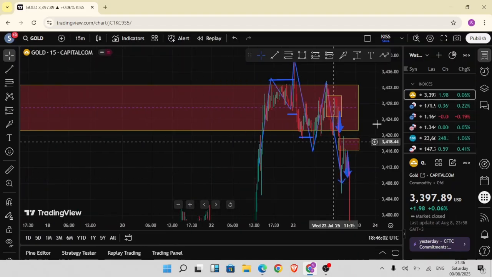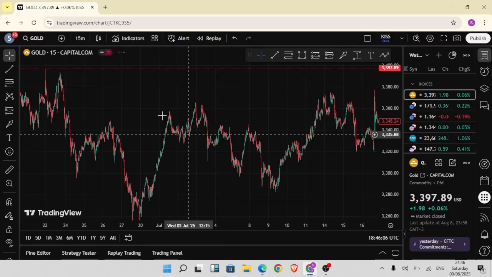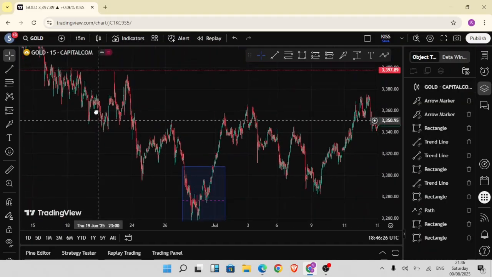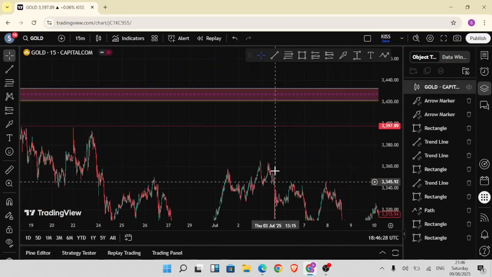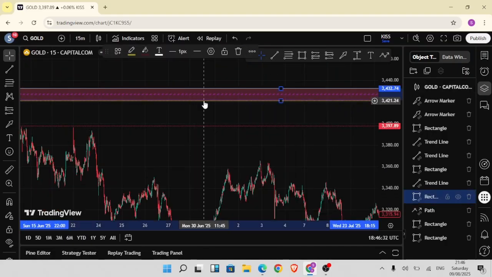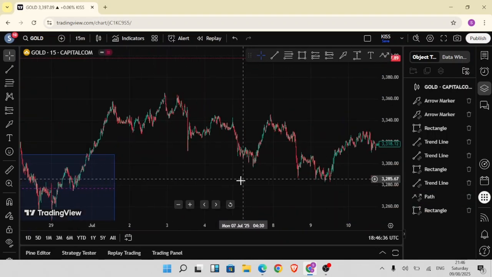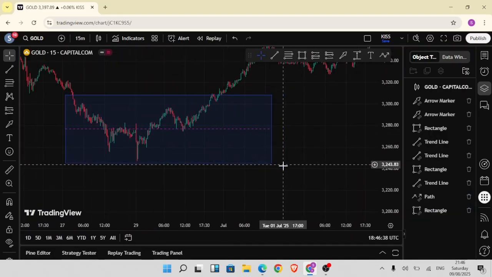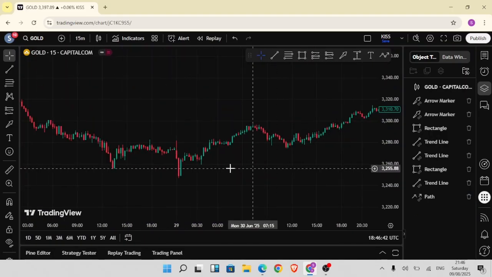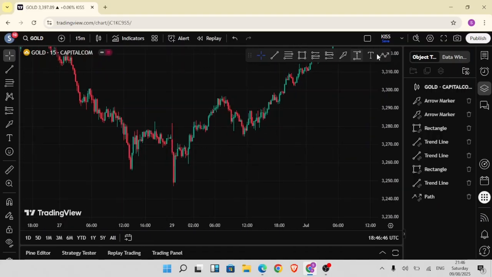I think we should be able to get one here. Let us have a look at this example. Just delete these ones. Right, so we have this example right here. I will draw our pattern.